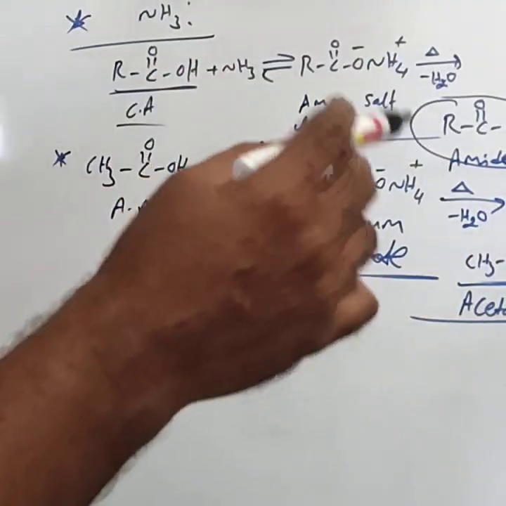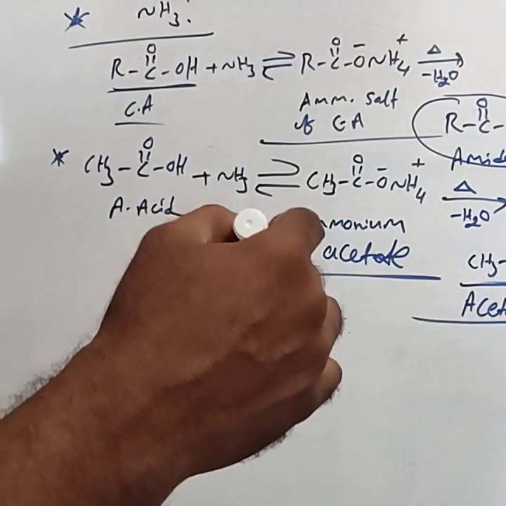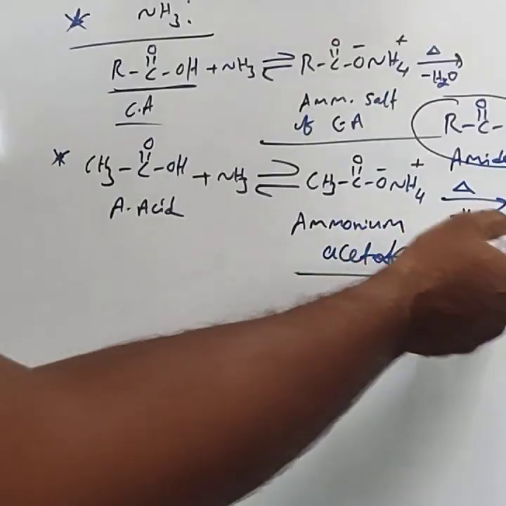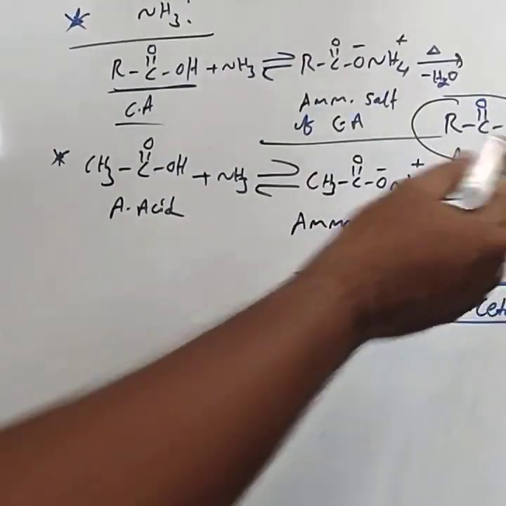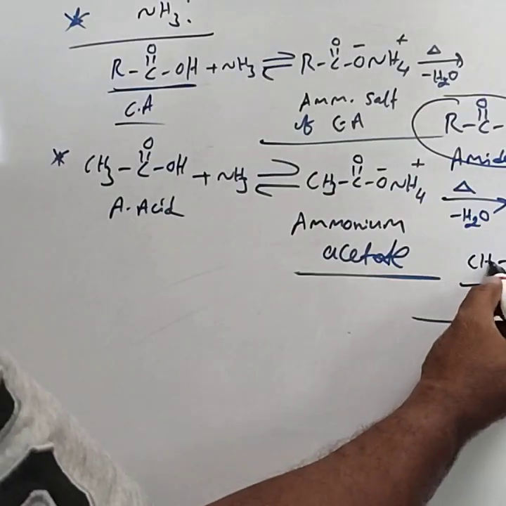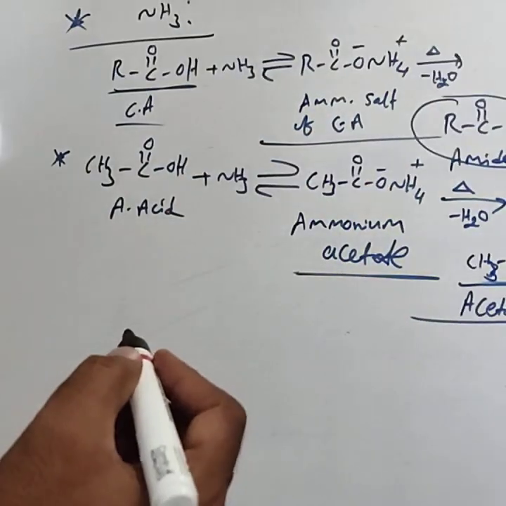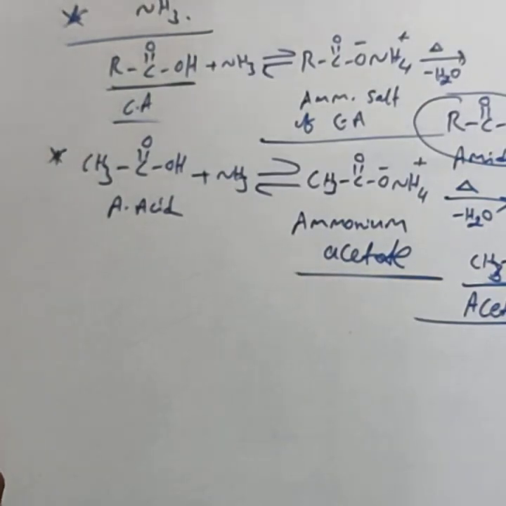Next, in the amines chapter, we use the Hoffmann bromamide synthesis. At that time we use acetamide as the starting material. Hence you have to be familiar with the acetamide formula. The acetamide formula is CH3CONH2. This is the reaction with acetic acid.